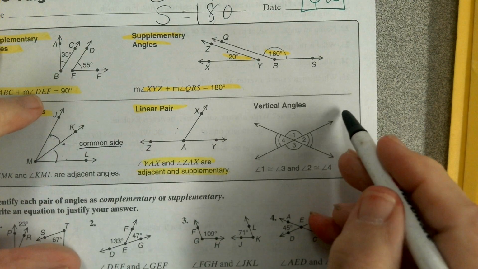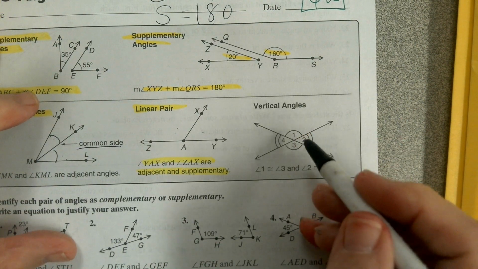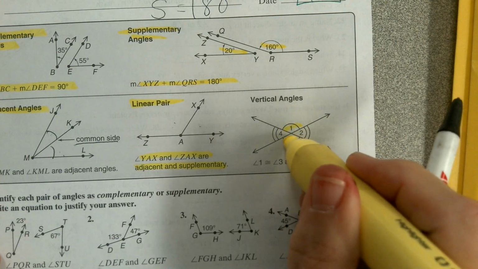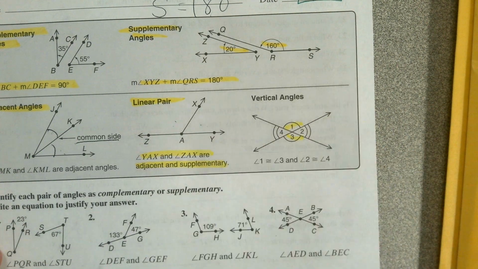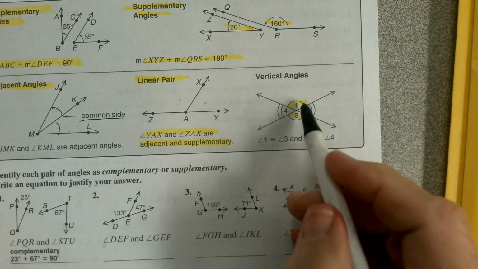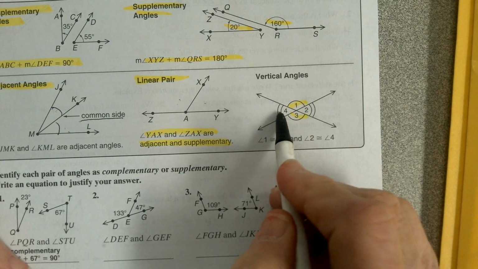Vertical is when you have two intersecting lines, they form vertical angles. So number 1 and 3, vertical angles are always congruent. So 1 and 3 are congruent, 2 and 4 are congruent.